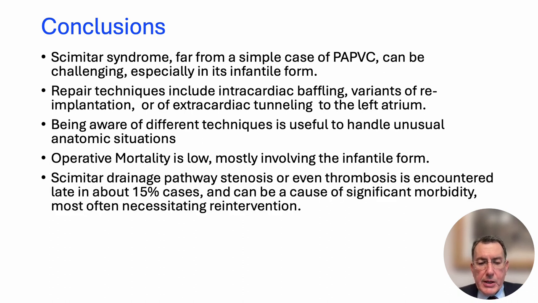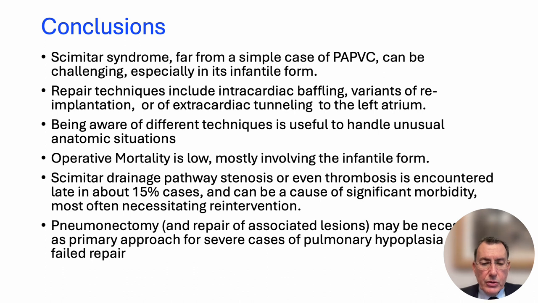Scimitar drainage pathway stenosis or even thrombosis can be encountered in about 15% of cases during follow-up and can be a cause of significant morbidity, most often necessitating reintervention. And finally, pneumonectomy, along with repair of any associated lesions, may be necessary as primary approach for severe cases of pulmonary hypoplasia or dysplasia, and of course, after a failed repair.